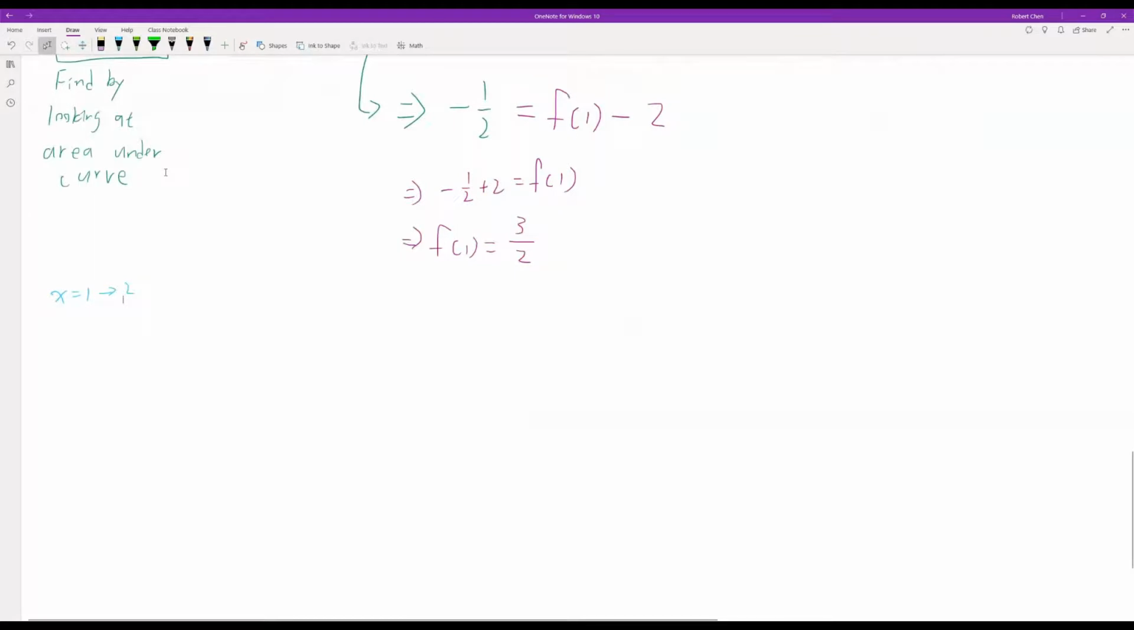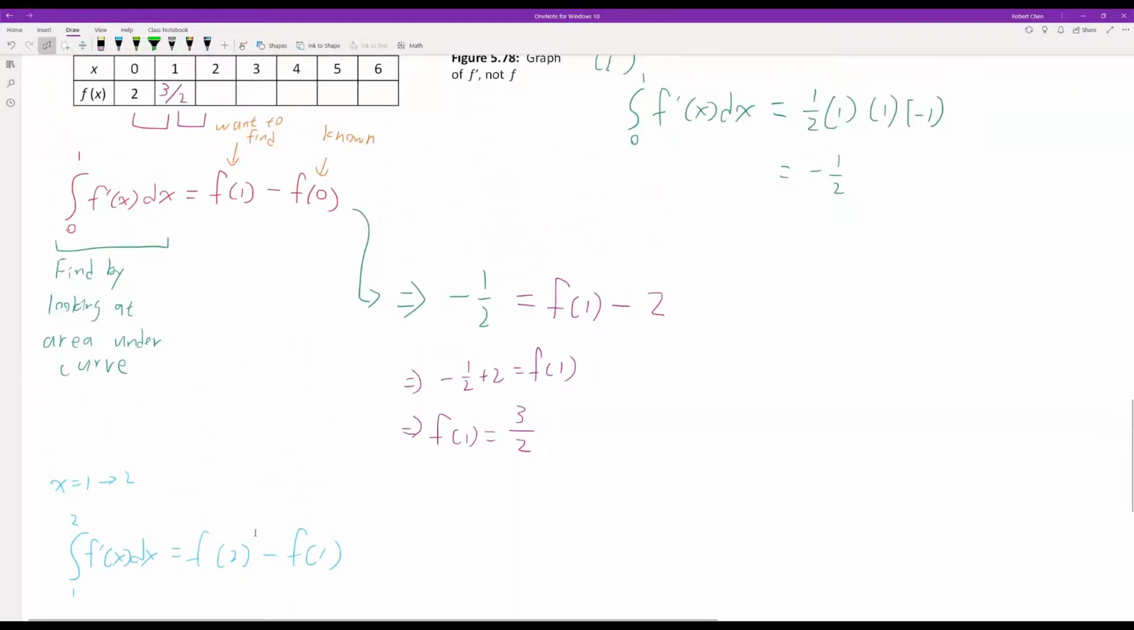All right, so again, we're looking at the definite integral from 1 to 2 of f prime of x dx, which is f of 2 minus f of 1. And again, we already found f of 1 from part 1, which is 3 over 2. And f of 2 is the unknown, what we want to find.